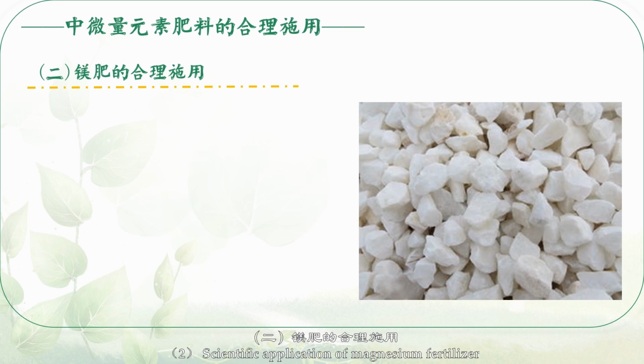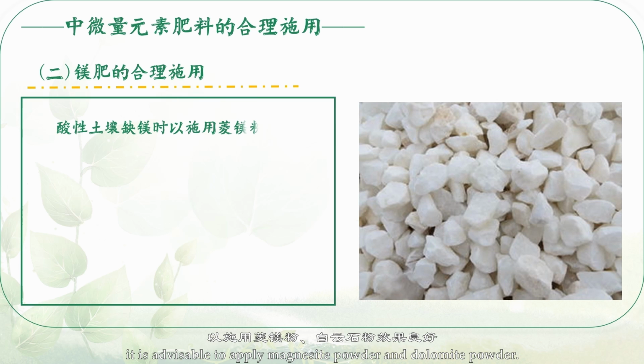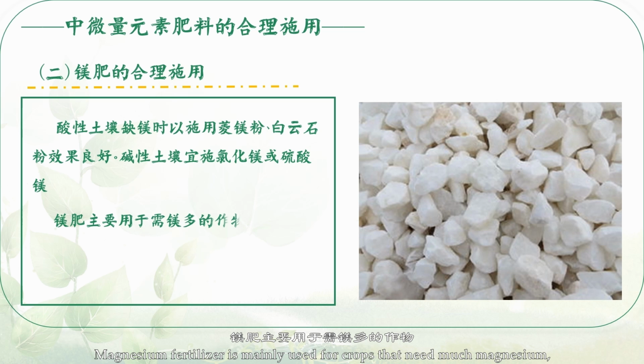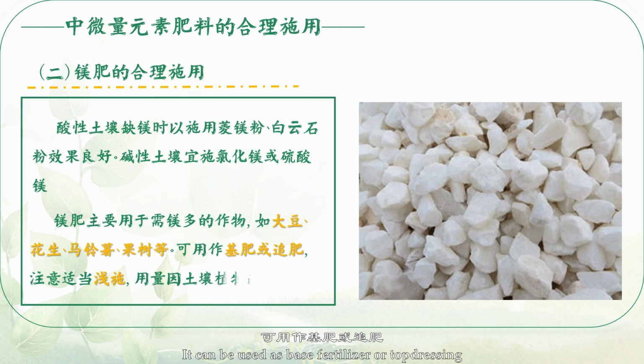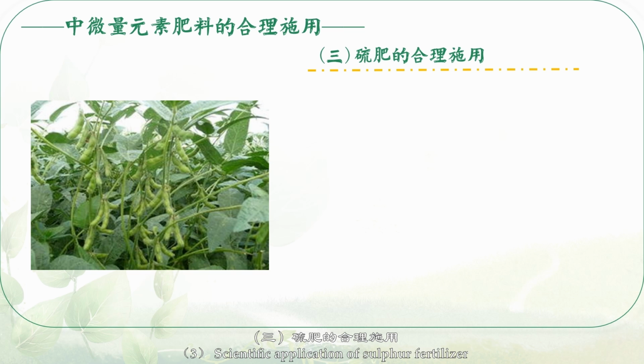2. Scientific application of magnesium fertilizer. When magnesium is deficient in acid soil, it is advisable to apply magnesite powder and dolomite powder. Magnesium chloride or magnesium sulfate should be applied to alkaline soil. Magnesium fertilizer is mainly used for crops that need much magnesium, such as soybeans, peanuts, potatoes, fruit trees, etc. It can be used as base fertilizer or top dressing, and it needs proper amount, and the amount varies with soil and plants.